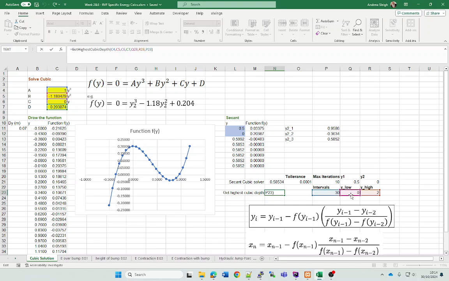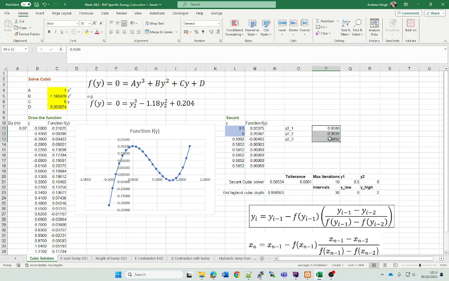I'm looking for something between 0 and 2. Again, not infallible, but we'll try that. And it's come out with the highest of these 3 solutions here, which is what it's intended to do.